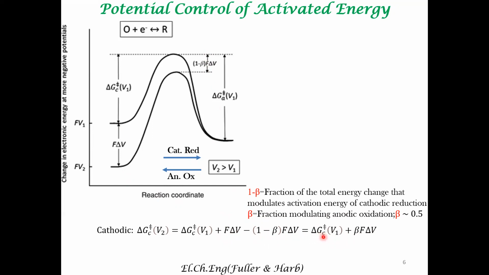Delta G double dagger. This double dagger was introduced by Henry Eyring. Okay, he was the pioneer in transition state theory, I think in 1935, if I remember right.